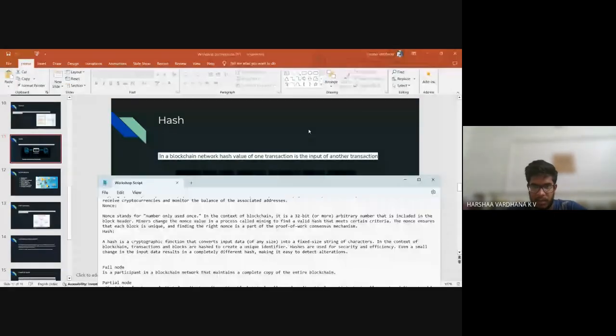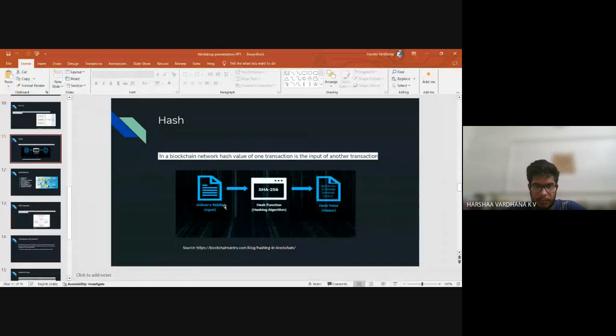As simple as that. So we can see here there's an input, a hashing algorithm, and this is the hash output. This hash output is stored in the block. Along with this, we also store the previous block's hash, along with the input that we have given here.